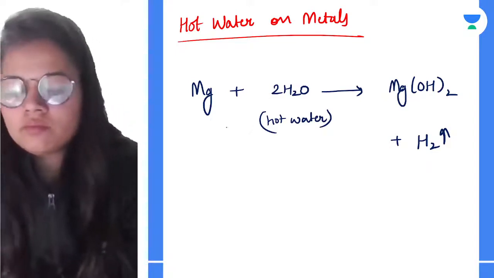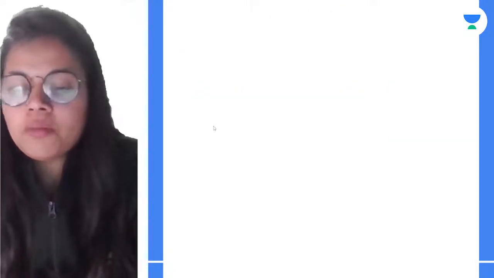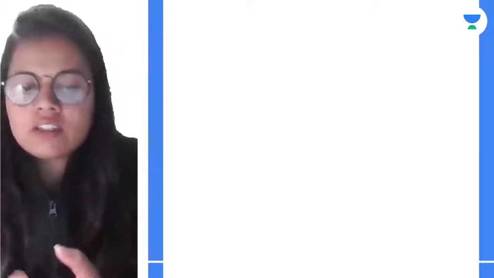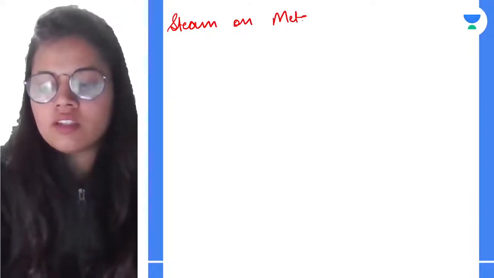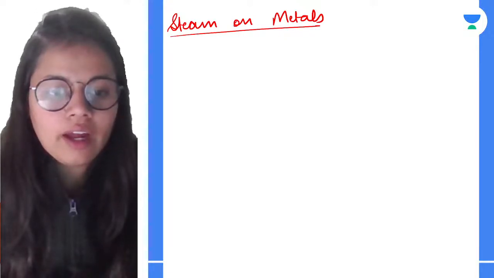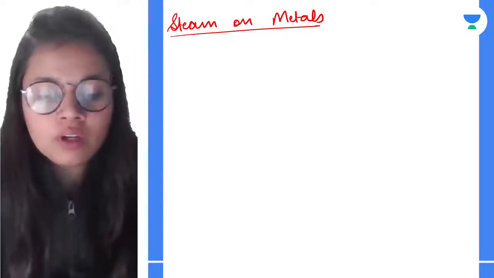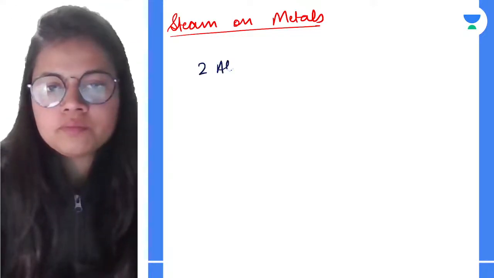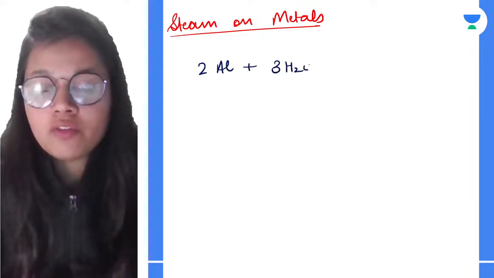Correct. Now if I talk about the other metals, they do not give any reaction with cold water or hot water. We need steam over here. So let's mention it first: steam on metals. We have elements such as aluminium, zinc or iron. They do not react with cold water. We need steam. Now, when aluminium reacts with water in the form of steam, the temperature is also high.